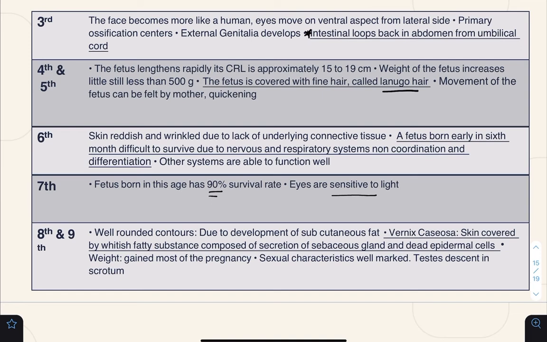الشهر الثامن والتاسع, the fetus will have well-rounded contours due to the development of subcutaneous fat. هنا بيصير vernix caseosa, which is تعريفه skin covered by whitish fatty substance composed of secretion of the subcutaneous gland and dead epidermal skin. بيزيد وزنه, the sexual characteristics will be well marked, and the testicles will descend to the scrotum.